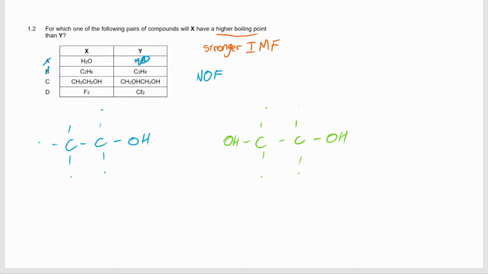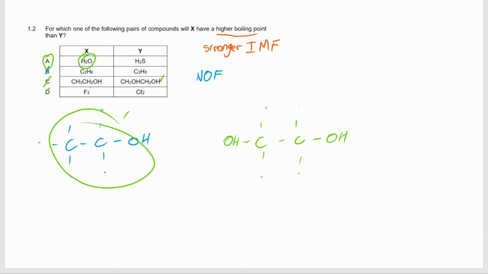So actually Y will have a higher boiling point than X, right? Because X is this one. This is X, ethanol, and this is the ethanediol, right? So it's not C. So it would have to be D in this one. But I've made a complete mistake of this. So the actual answer is A.